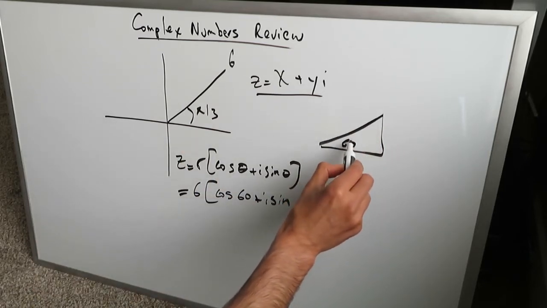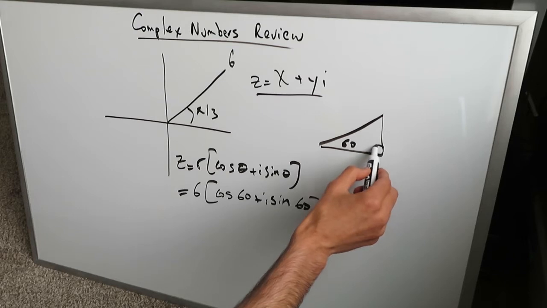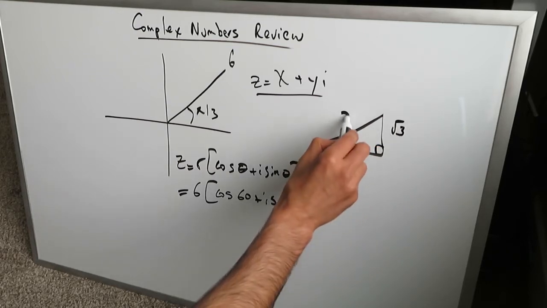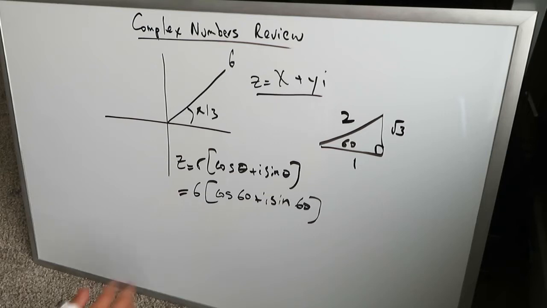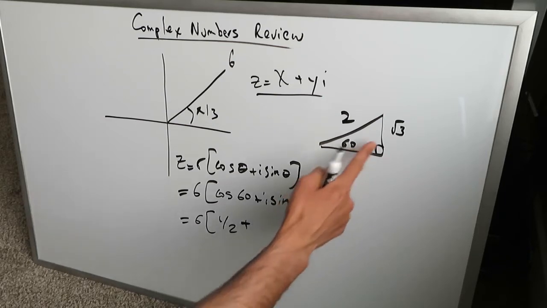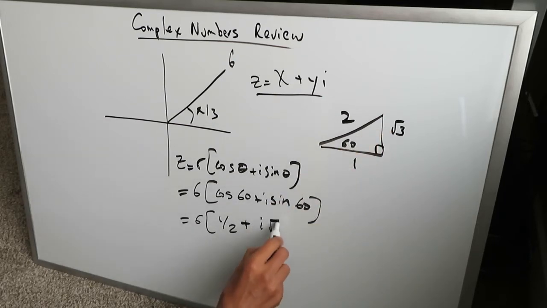60 degree triangles are 30, 60, 90 degrees. 60 degrees always opposes a root 3. It has an adjacent of 1 and a hypotenuse of 2. So the cosine of 60 is always 1 over 2, and sine of 60 is always root 3 over 2.